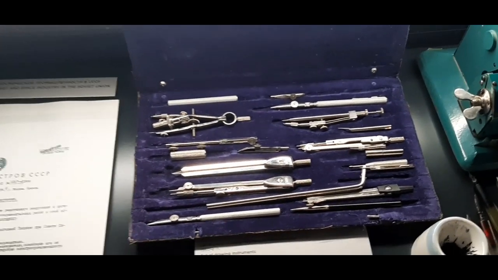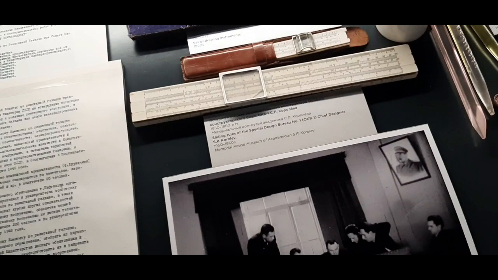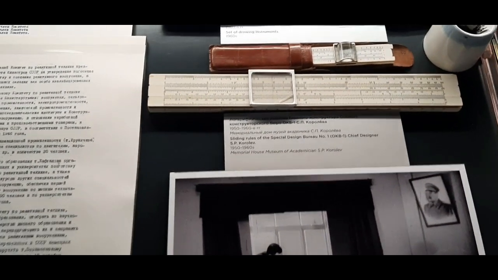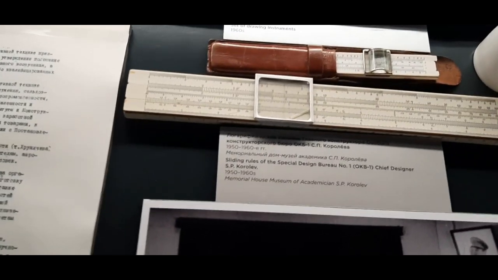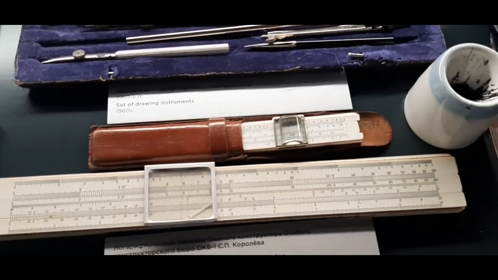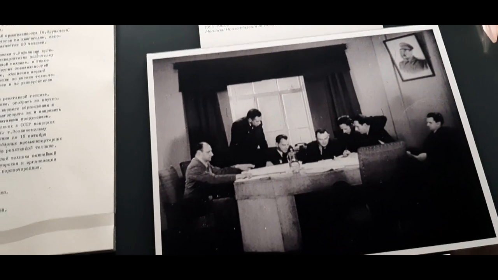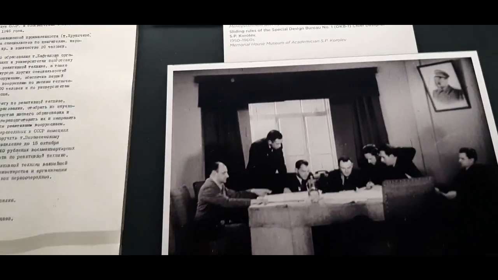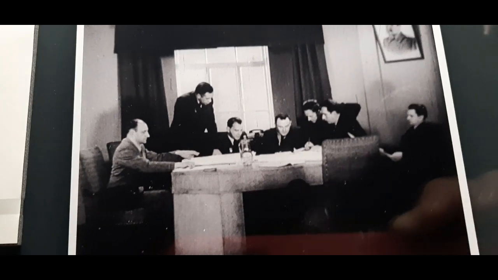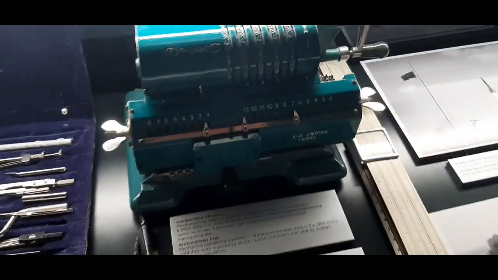Oh my goodness. Ayan po. Sliding rules of the Special Design Bureau number 1. Chief Designer S.P. Korolev. Ayan siya. Talagang mga nakaano sa kanila. Meeting of the Council of Chief Designers 1950. Sus ko po patatawarin. Ilang taon pa, wala pa ako. Ito naman, para siyang makinilya.